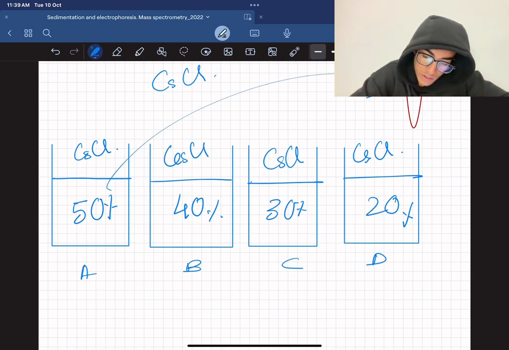So now what I'm going to do is, first off, add the 50%, the most dense. Spin it in a centrifuge, and then all the 50% is deposited here. Okay? Then I add my 40%. Then my 40% is deposited here.